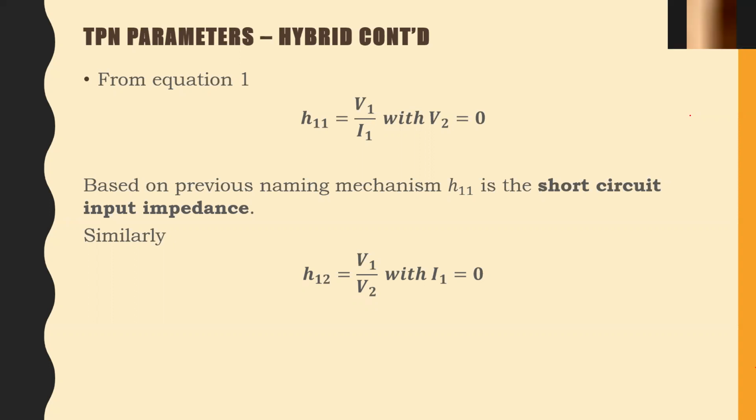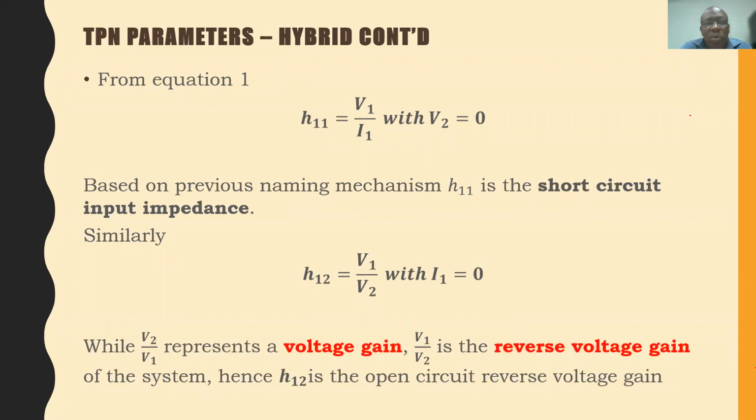So you're confirming it, right? So you're correct. A voltage gain would be output over input, right? Therefore, if we have input over output, it would be a reverse gain. It would be the reverse of the gain. So H12 is the open circuit reverse voltage gain.